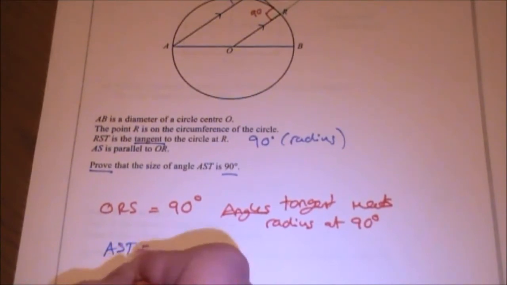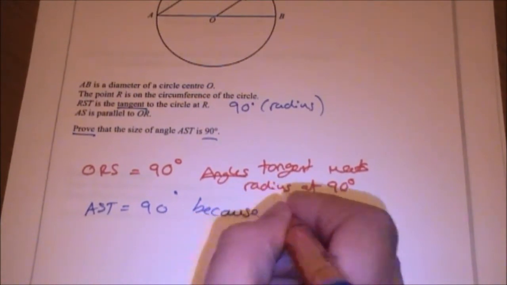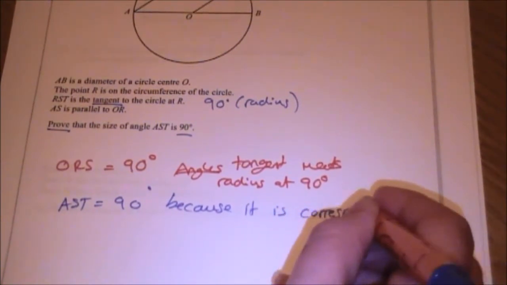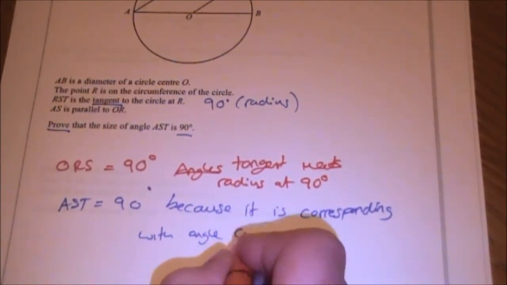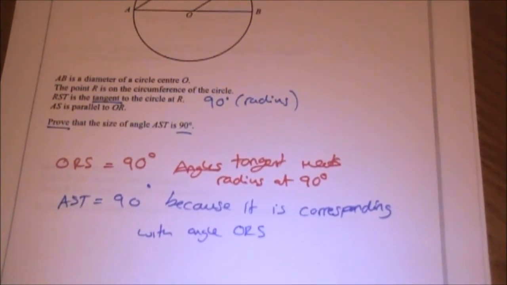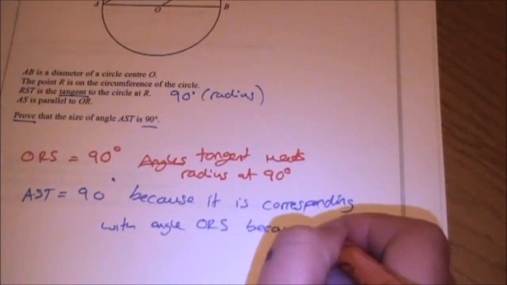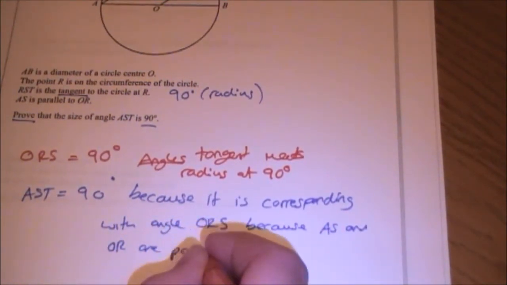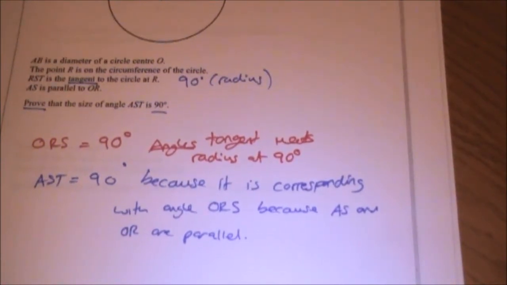So angle AST equals 90 degrees because it is corresponding with angle ORS because AS and OR are parallel. So I'm telling the examiner I've spotted the parallel lines and they are corresponding angles.